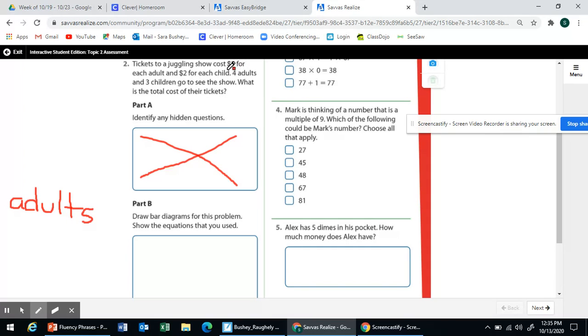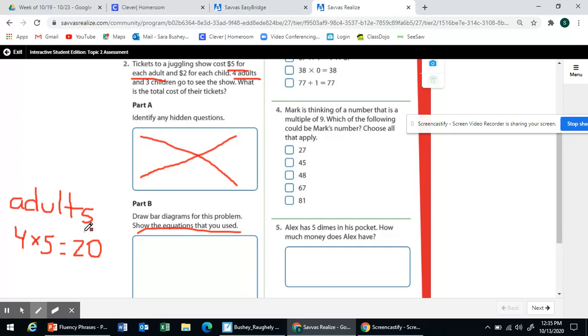So it is $5 for each adult, and 4 adults went. So my equation for that would be 4 adults at $5 a piece means that just for the adults to go, it costs $20. Okay, and that's answering that question. Show the equations that you used.